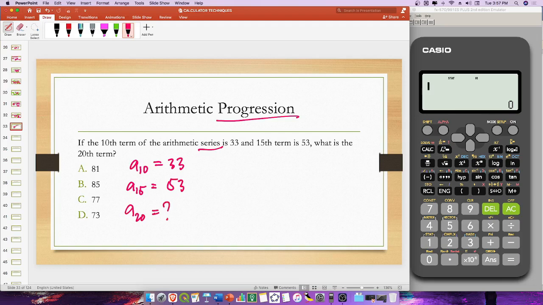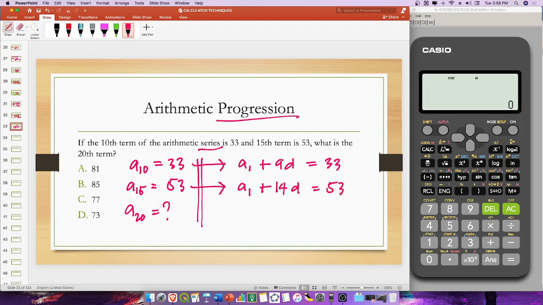So we will solve this in two ways. First method is using the manual approach. A10 can be written as A1 plus 9D. That's A10, right? So this is equal to 33. And A15 can be written as A1 plus 14D, which is equal to 53. Our goal is to solve for the 20th term. The 20th term is just A1 plus 19 times D. Since we don't have A1 and D, we need to solve A1 and D first before we plug the values into A20.